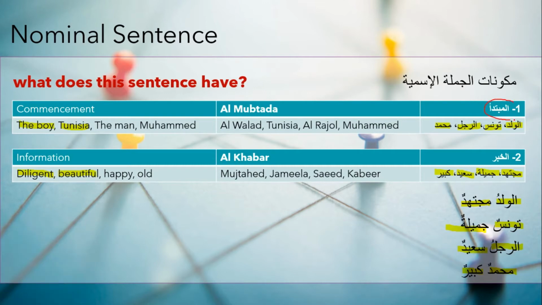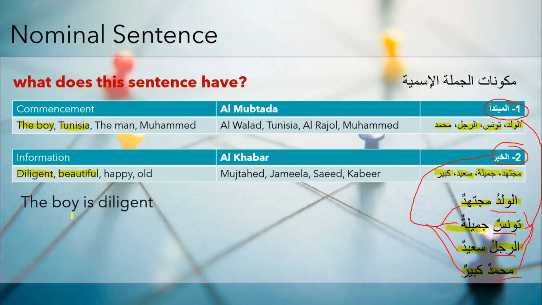If you try to realize something here, I will be identifying what is the thing that I'm talking about. But let us first finish with the elements of the sentence. So al-mubtada, which is al-waladu, tunisu, al-rajulu, muhammadun, all of these are mubtada. We call it mubtada, which we start the sentence with, and it should be a name, a noun. And of course al-khabar, which is the information: mujtahidu, jamilatun, sa'idun, kabirun.